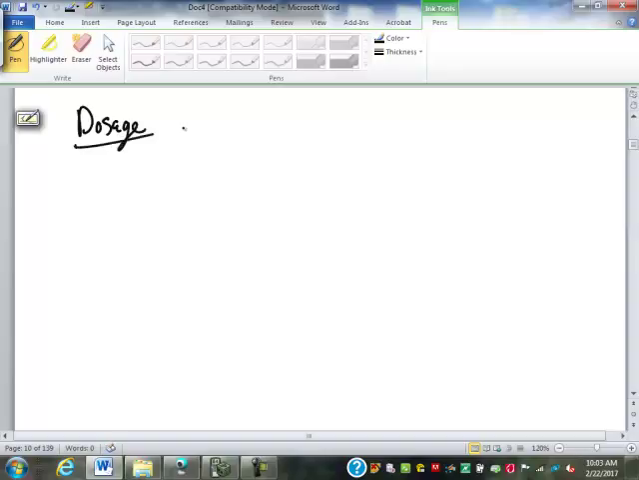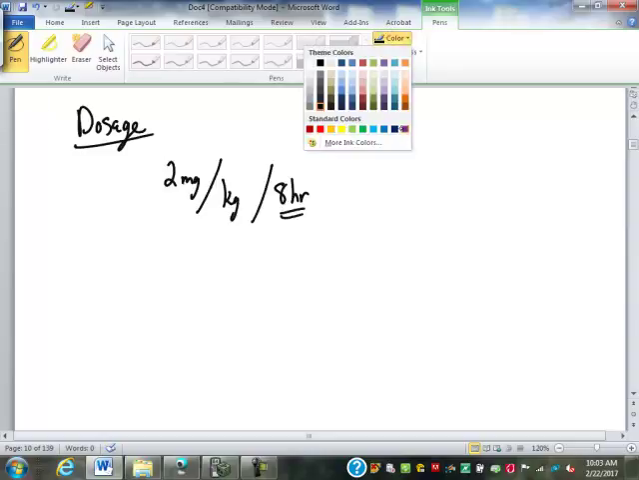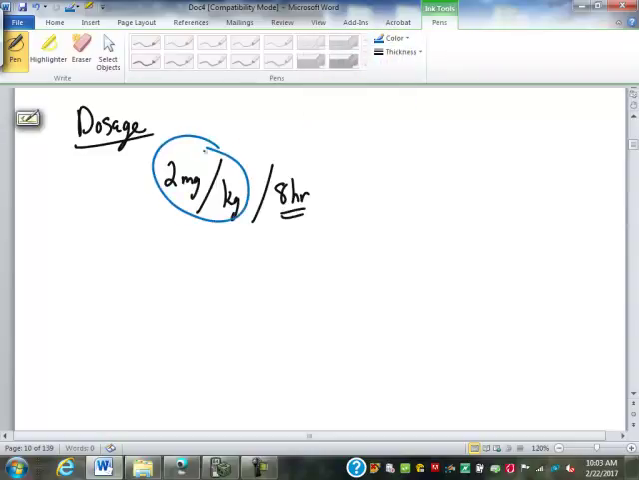Okay, so other things I might look at is dosages. Dosages are a rate. If you look at a bottle, a lot of times the dosage might be listed as 2 milligrams per kilogram per 8 hours. Well, the 8 hours is just a time frame. The rate we're looking at here is the 2 milligrams per kilogram.